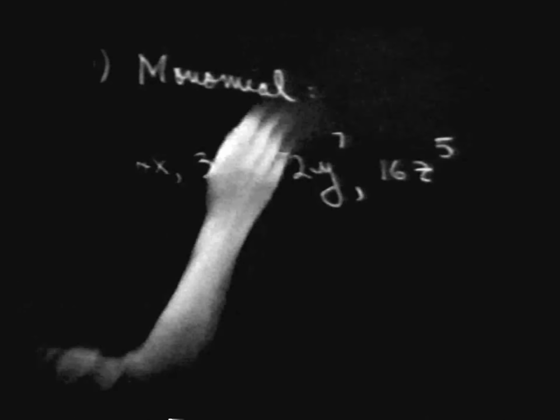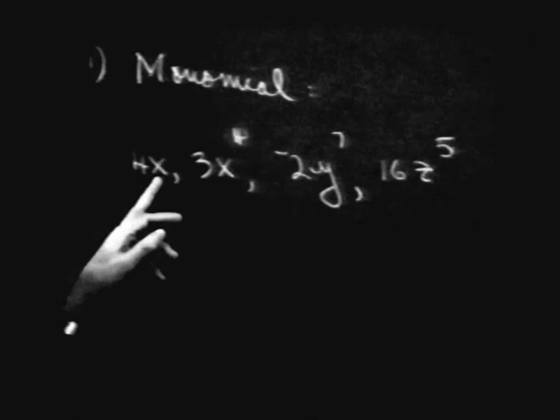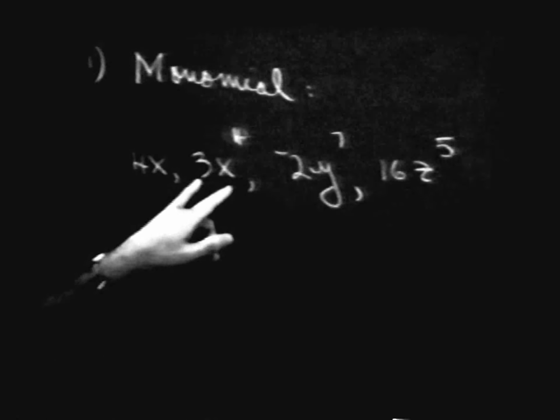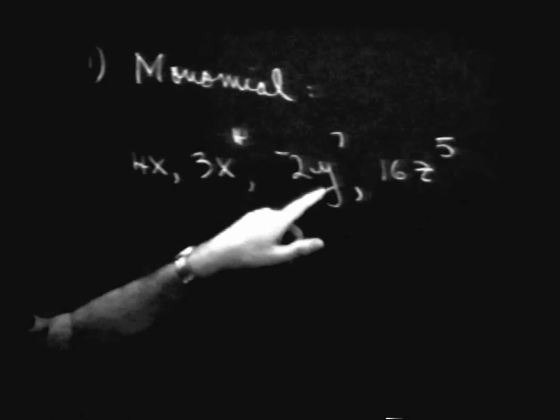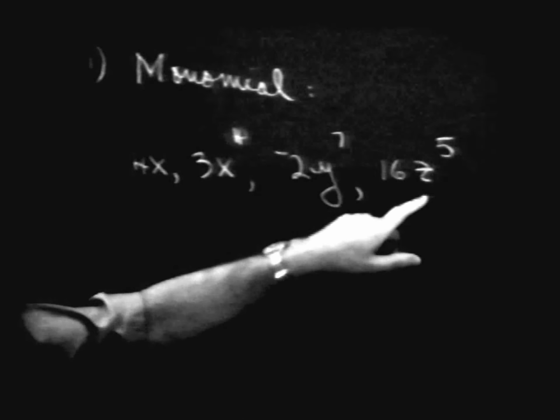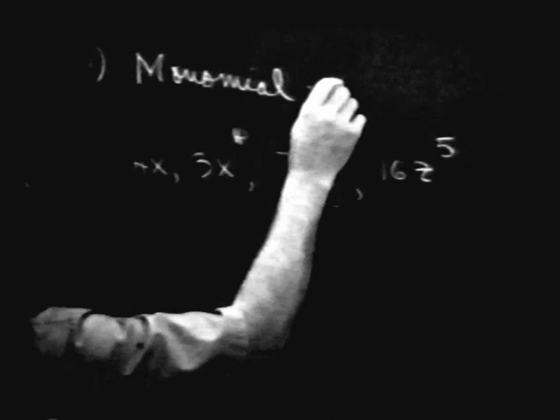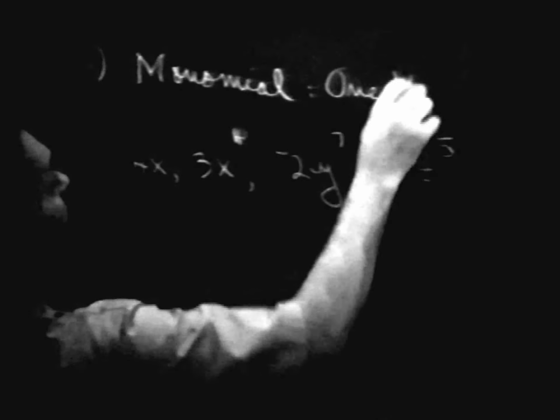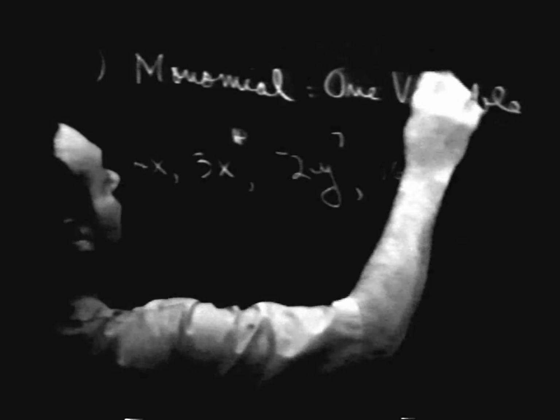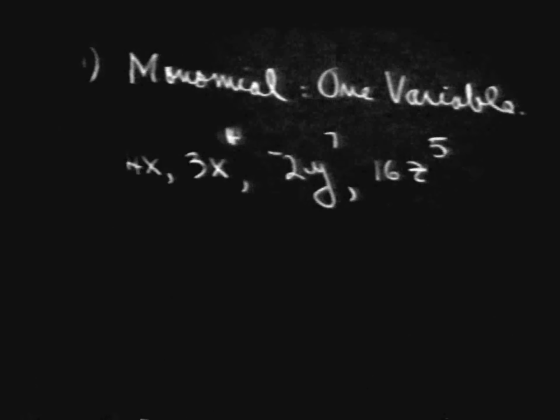And as a matter of fact, in each case, notice that in this case we have a variable x. Here is also the variable x. Here's just one variable y and one variable z. So it's a monomial of one variable, all right? A monomial of one variable.